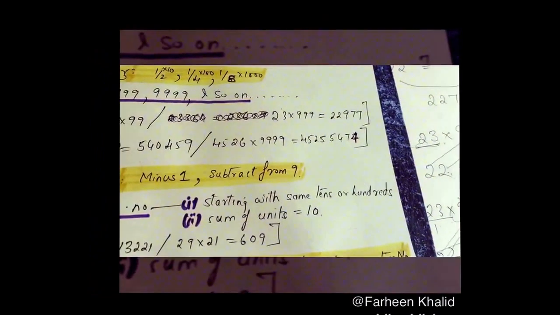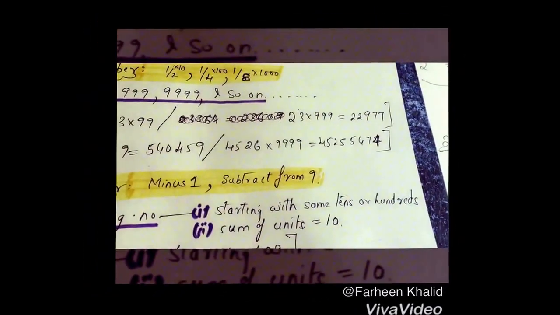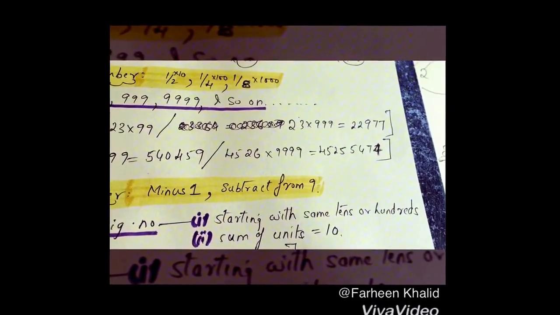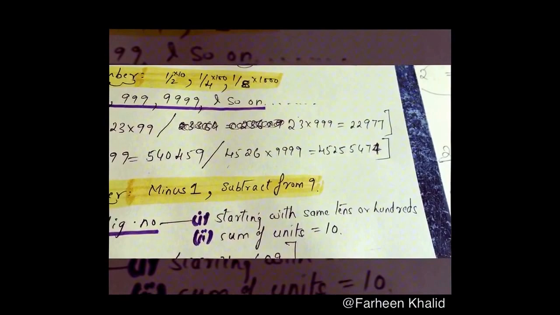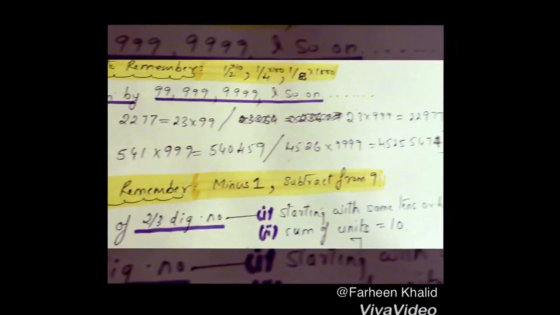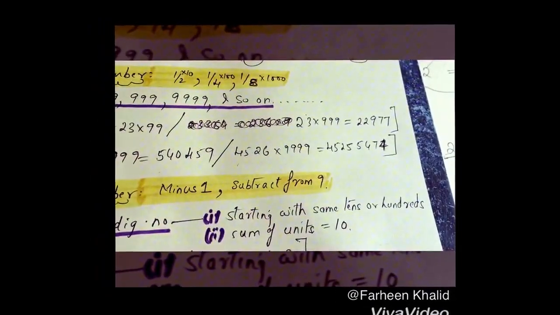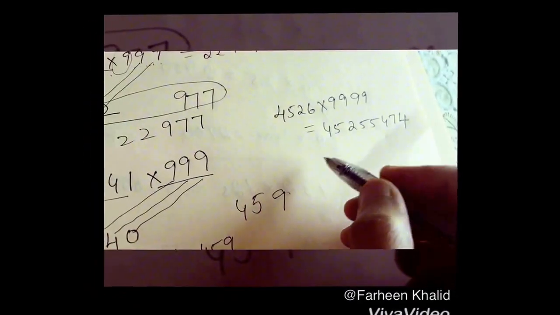Okay, one last one with 4 9s, so we need to have at least 4 digits in the number we are multiplying. So it's 4526 times 9999. All right, let's see. The answer is given as 4525547. Okay, that's a huge one, but we can do it in a jiffy.